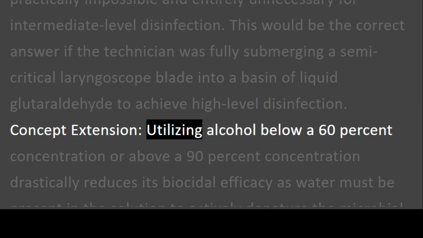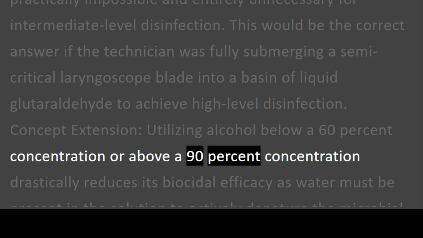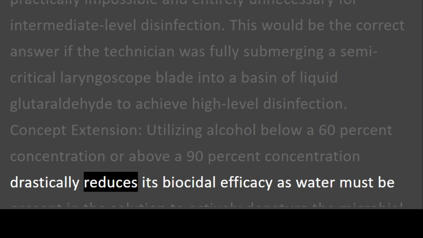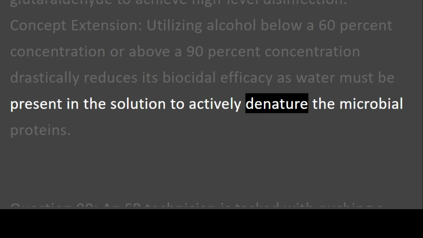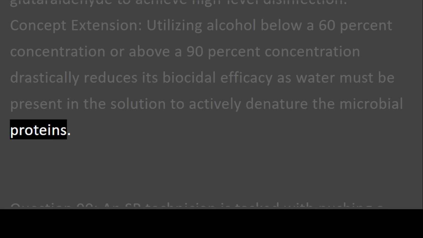Concept extension. Utilizing alcohol below a 60% concentration or above a 90% concentration drastically reduces its biocidal efficacy as water must be present in the solution to actively denature the microbial proteins.